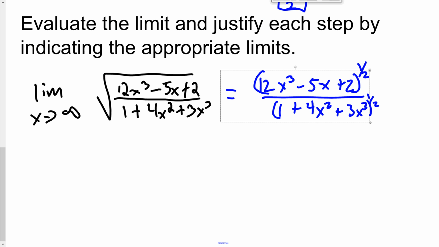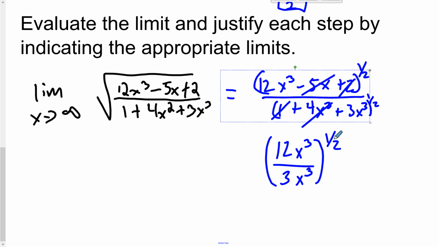But what I can do is simplify the insides, so I could divide everything by x cubed. The limit would take this to 0, this to 0, this to 0, this to 0. So basically I would be left with this. These are both being raised to the half power, or square root. This would cancel. 12 divided by 3 is 4. 4 to the half power is 2. So my answer would be 2.